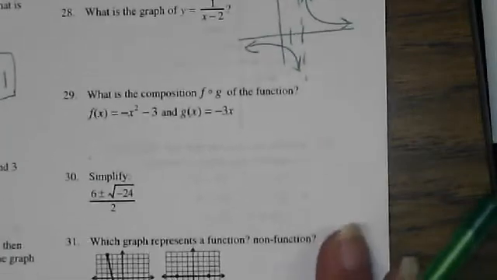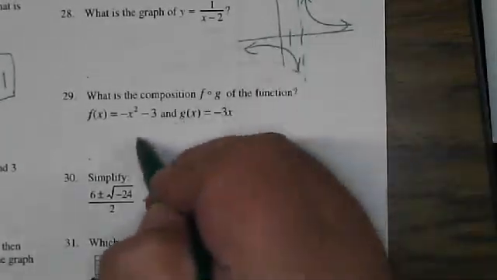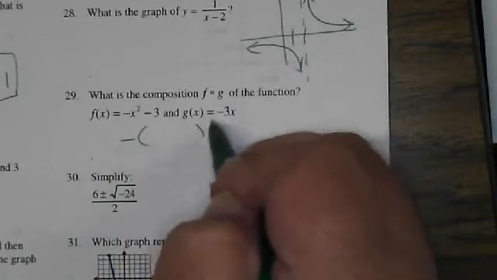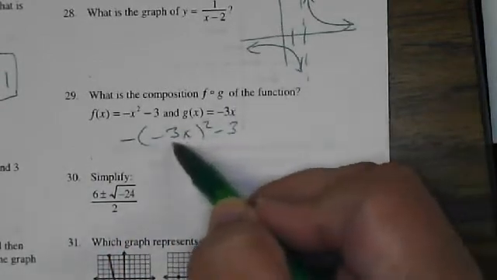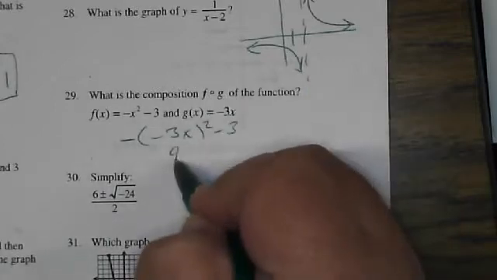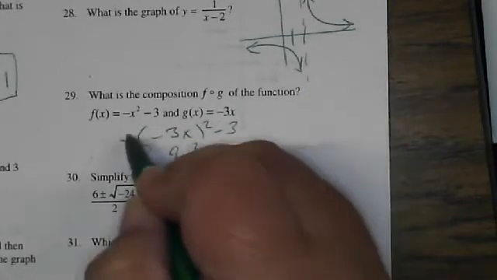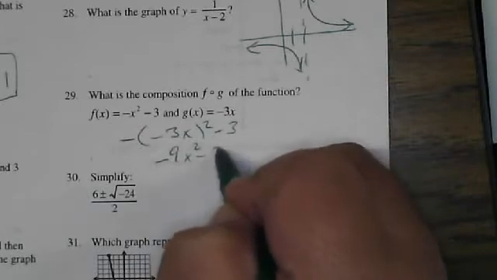Alright, number 29. What is the composition? So you're putting -3x in here and you're squaring it. So -3 times -3 is +9, x times x is x². The negative in front comes there, and then -3.